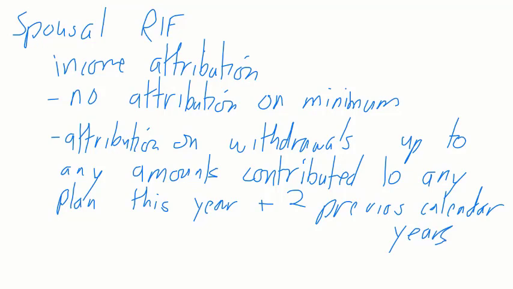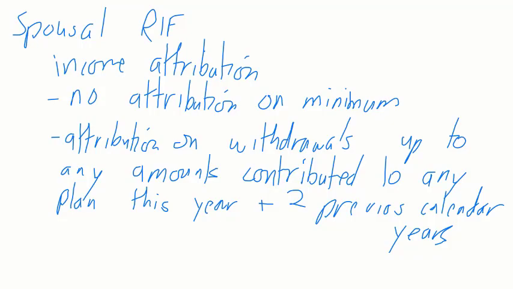So it doesn't matter if you have a plan at TD and you haven't touched that plan for 10 years and you're now making a withdrawal from a plan at Bank of Montreal. Sorry, you made a contribution last year to a plan at Bank of Montreal and you're withdrawing from the TD plan. As far as the government is concerned, it's all one big RRIF. So it's 2021 right now. If I did a withdrawal from a spousal RRIF and withdrew more than the minimum, any amount that was contributed to any spousal RRIF this year or 2020 or 2019 would be attributable.